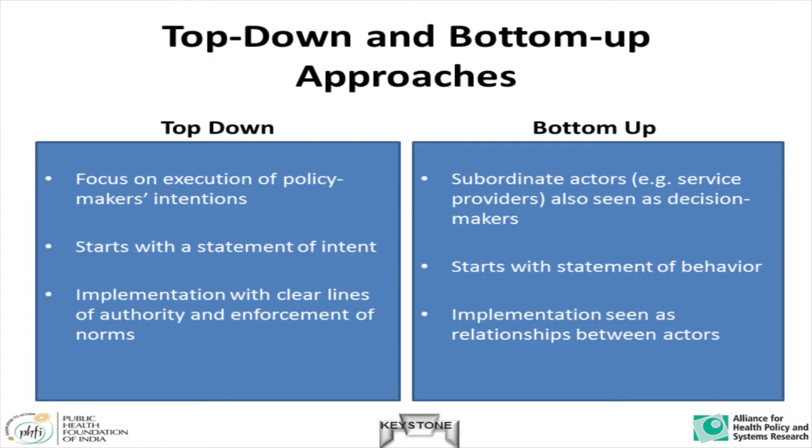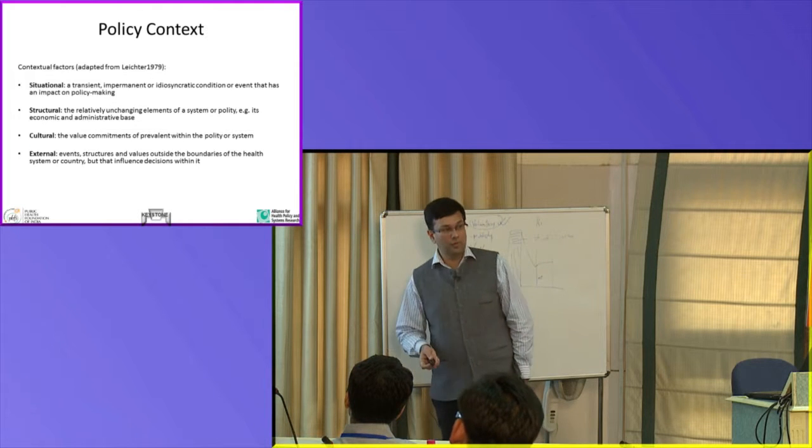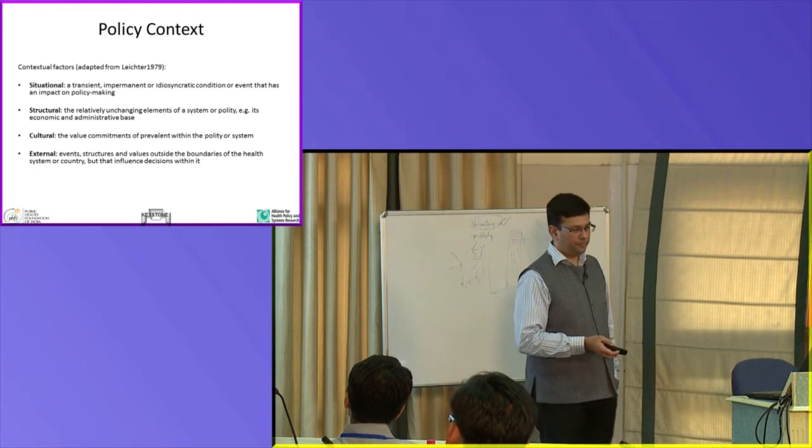Top down focuses on execution of policymakers' intentions. It starts with a statement of intent, clear lines of authority and enforcement of norms. Bottom up, subordinate actors are also seen as decision makers, such as in the theory of street level bureaucracy. It starts with a statement of behavior, and implementation is seen as relationships between actors, not as unidirectional but as a bidirectional relationship.